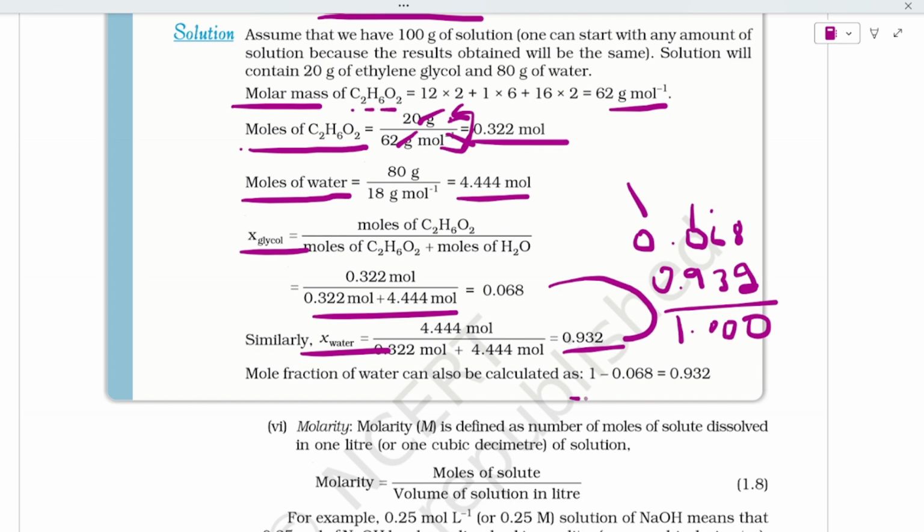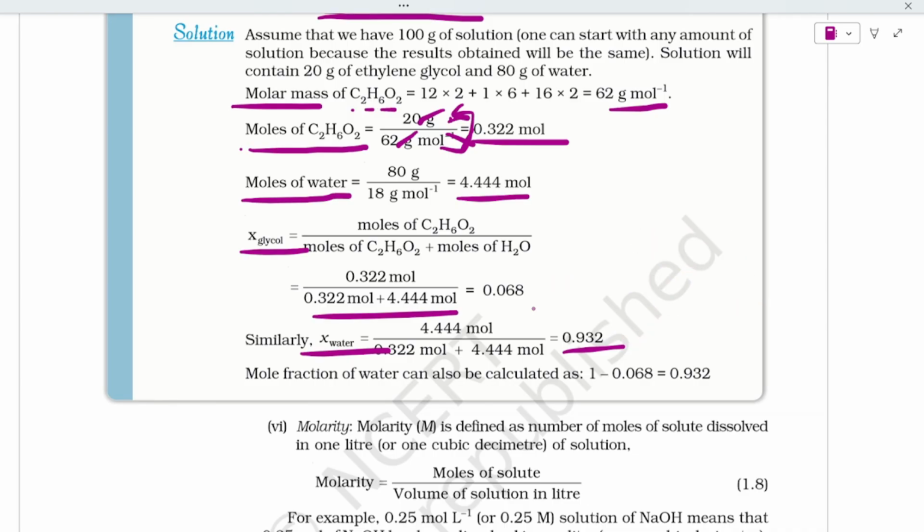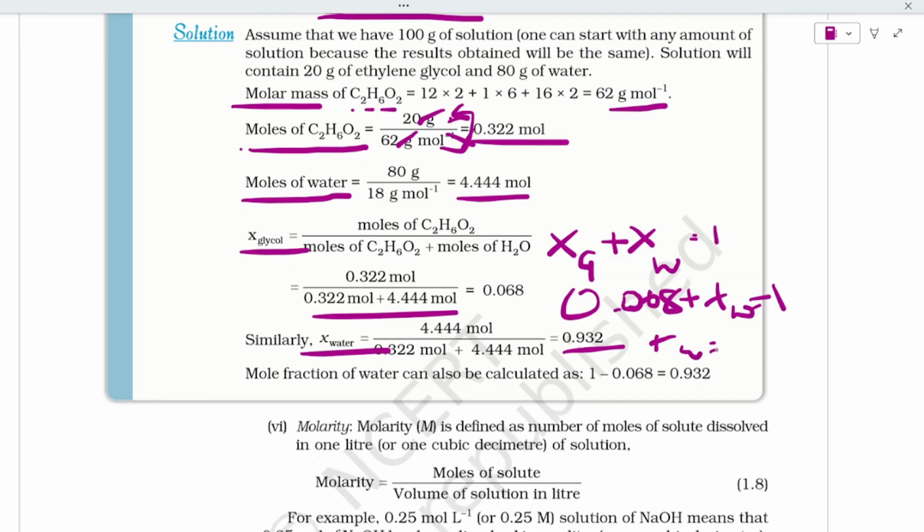Okay, now if you have to find out the mole fraction of water, you can do as, see, 1 minus, as we know, if we add all the mole fractions, it will be 1, right? So let me show, here we have mole fraction of glycol plus mole fraction of water equal to 1, right? If we know this value as 0.068 plus, we don't know this value, so we write it as this. If we want this xw value, you can do 1 minus 0.068, right? So that is what they are saying here.